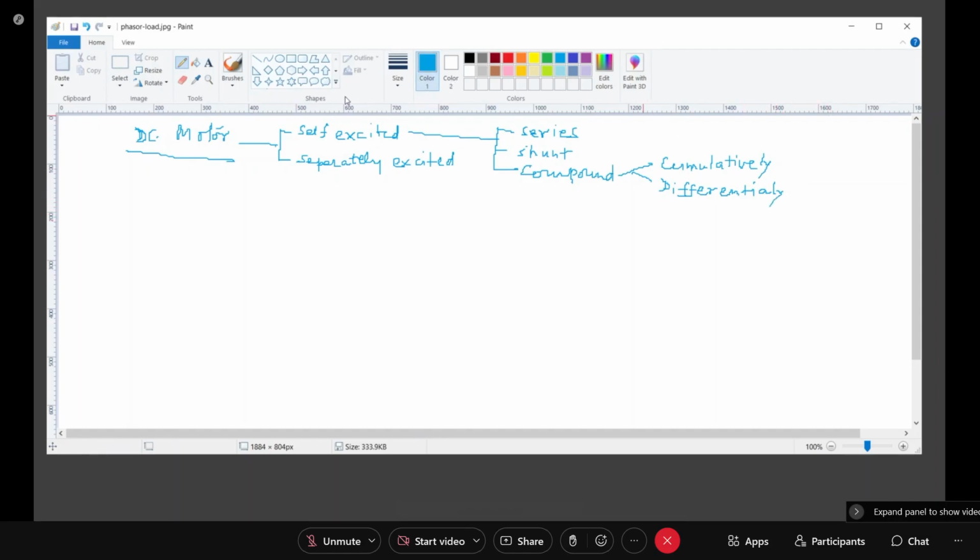Okay, so a DC motor: self-excited, further series, shunt, and compound. Separately excited is also there. So we will just see about the basic construction of a DC motor today. Just construction. So construction of a DC motor. Okay.